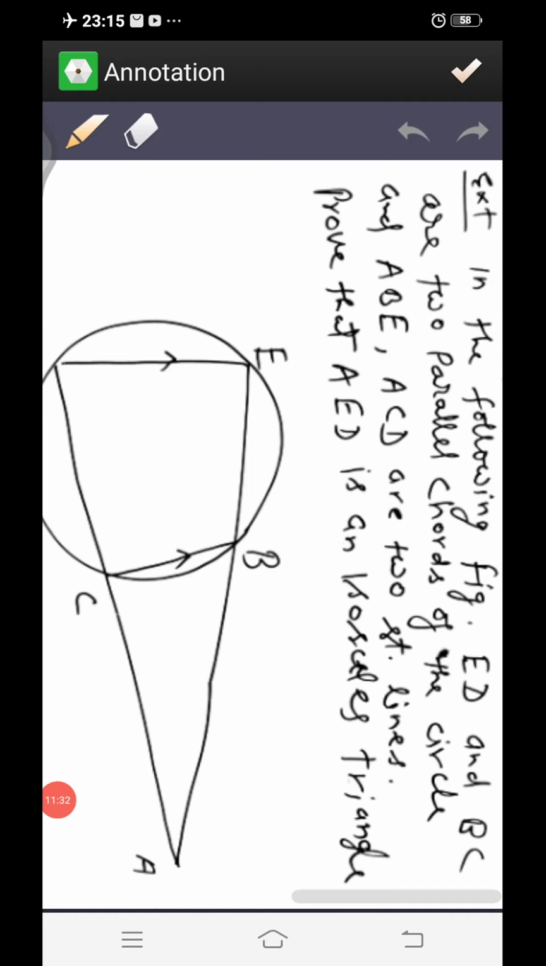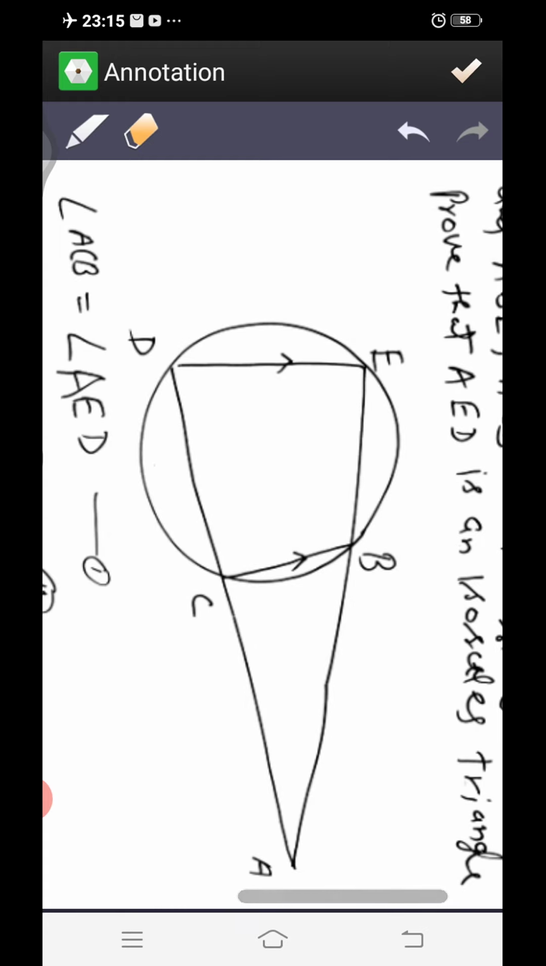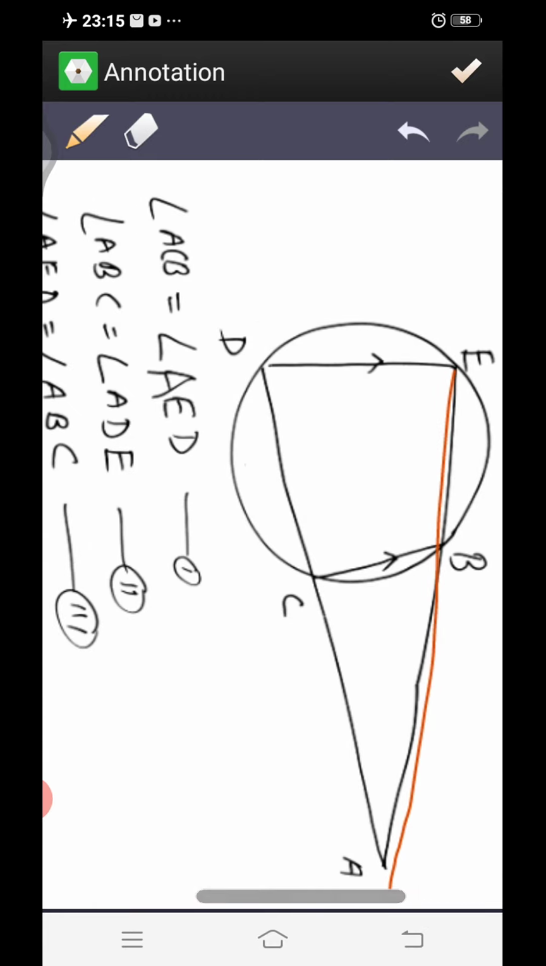Let us take one extra question. This is not from your book. In the following figure, ED and BC are two parallel chords of the circle, and ABE, ACD are two straight lines. We can see this, ABE and ACD are drawn two straight lines. Prove that AED is an isosceles triangle. We have to prove that this full triangle AED, this complete triangle, is isosceles.